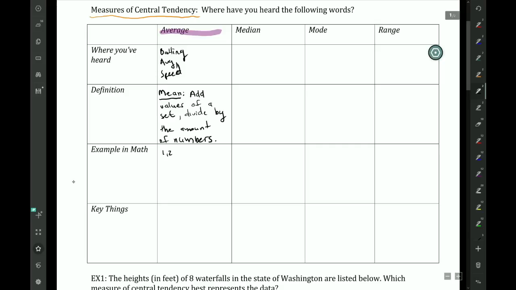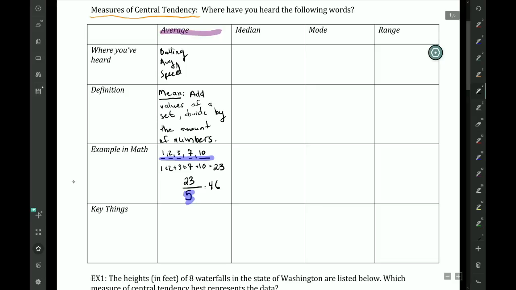Okay? So, as you have probably seen in the past, an example in math, let's say I have the numbers 1, 2, 3, 7, and 10. Well, if I add 1 plus 2 plus 3 plus 7 plus 10, I get 23. And if I divide 23 by how many numbers do we have? 1, 2, 3, 4, 5. So you're always dividing by the total numbers you have. You end up with a decimal in this case, but the average is about 4.6.